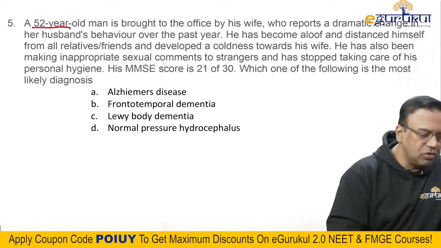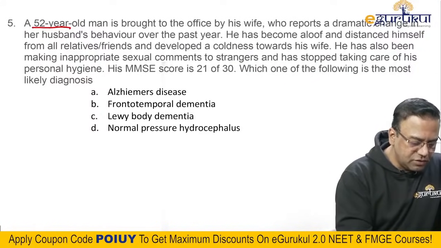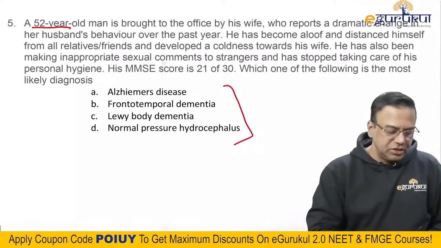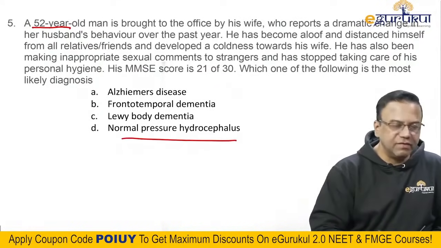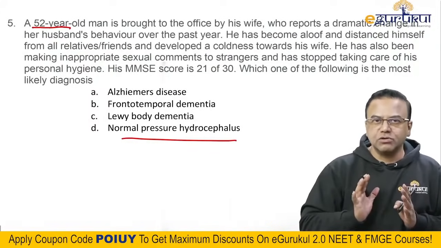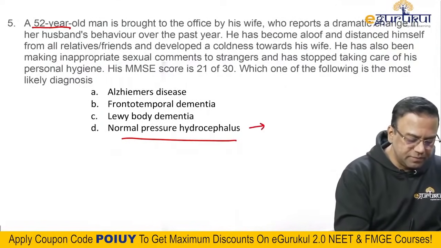This is a 52-year-old, so already we are seeing now older age patient. Brought to the office, look at the choices. They are all suggestive of dementias. And when looking at all dementias, mentally you know that if they're talking about gait as a predominant problem, you're going to go towards normal pressure hydrocephalus. Okay, the patient should have the triad. What's the triad for normal pressure hydrocephalus?